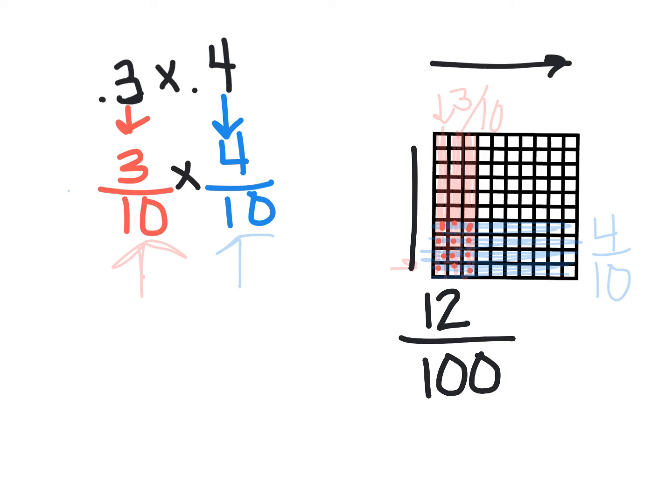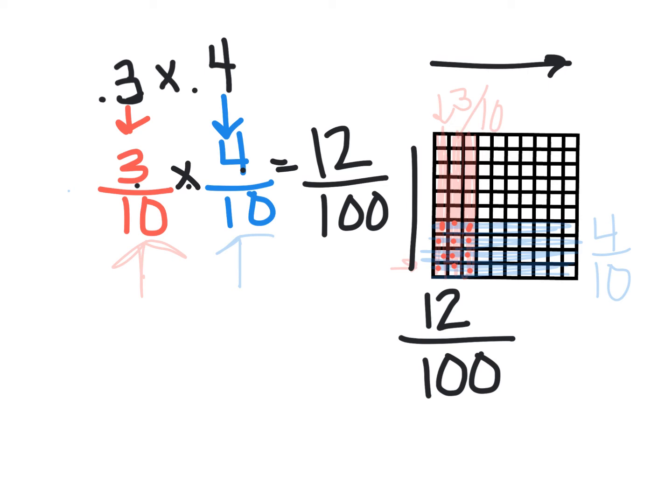Now we can also solve this mathematically because if we multiply across, 3 times 4 is 12. 10 times 10 is 100. So 3/10 times 4/10 is 12 hundredths.